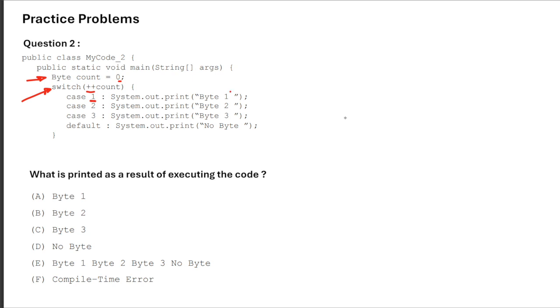It's going to print byte 1. But there's no break statement, so it's going to print byte 2. But there's no break statement, so it's going to print byte 3, and also no byte. So your answer here should be E, byte 1, byte 2, byte 3, no byte.